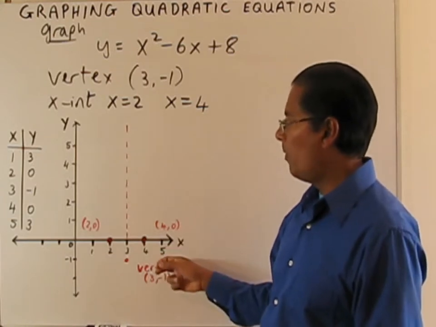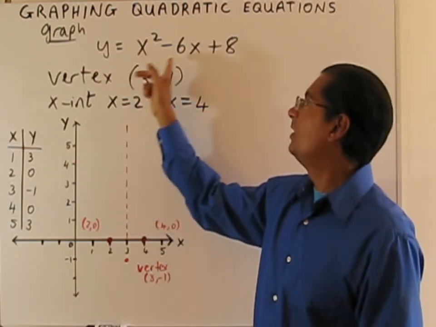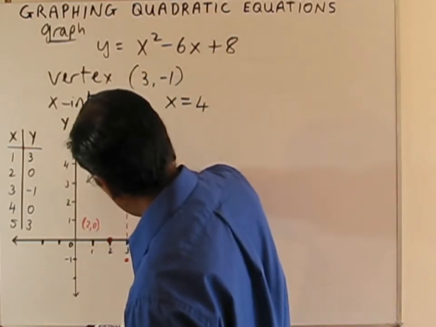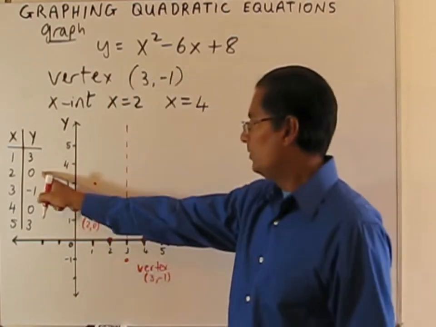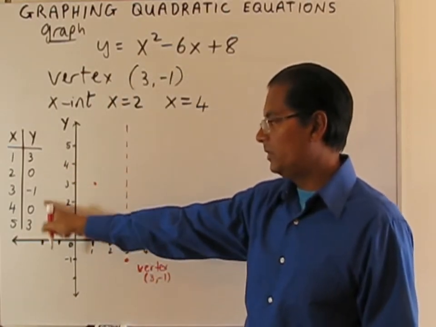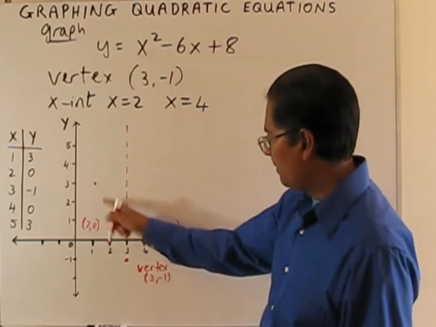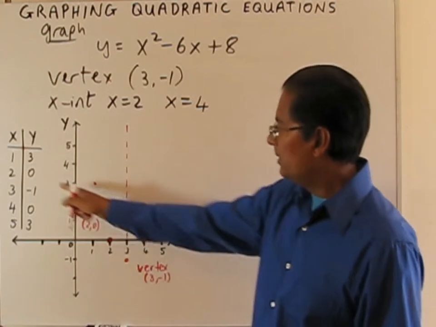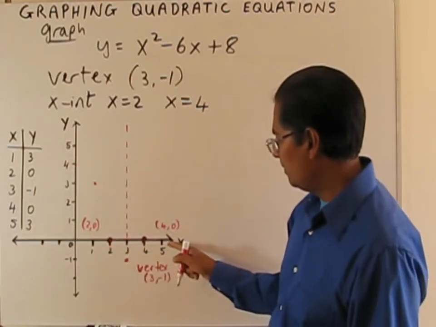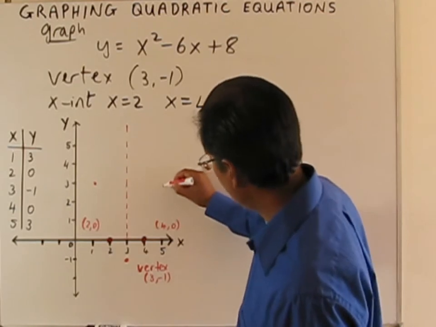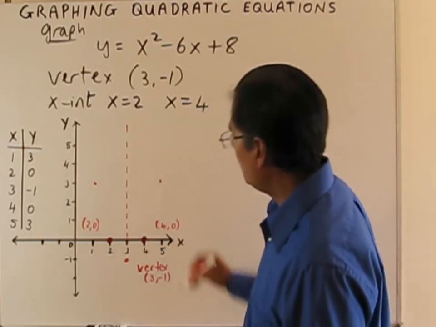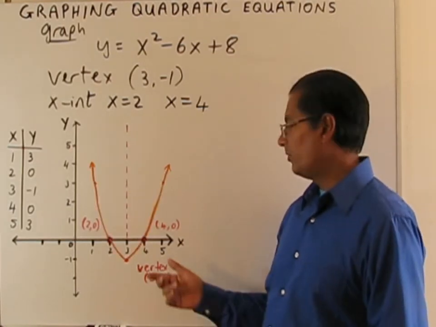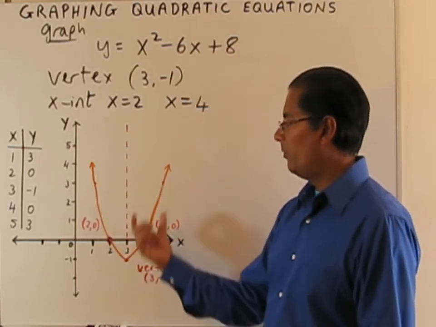And we might want to put a few points. We notice if I put 1 into the equation for x, I'm going to get out 3. So we're going to have the point 1, 3 as another point. And we're going to have 2, 0, 3, negative 1, 4, 0. We did these already. And then 5. Remember, this is the line of symmetry right up by the vertex. So if 1 gave me 3, 5 will give me 3 as well. So 5 is going to give me 3 here. And we can join up all the dots to form our parabola. And so this is a rough sketch of our parabola, opening upwards.